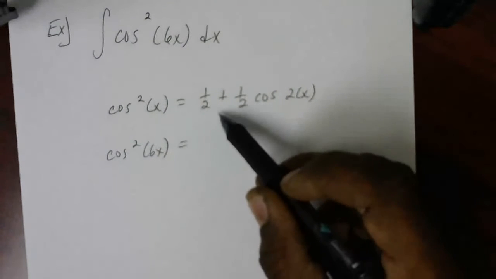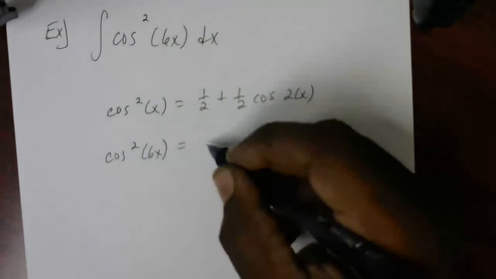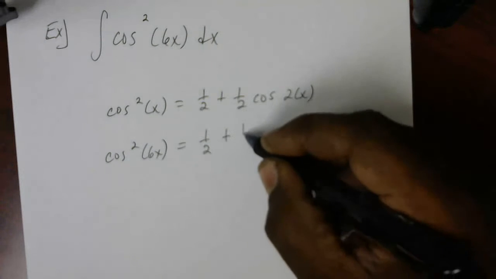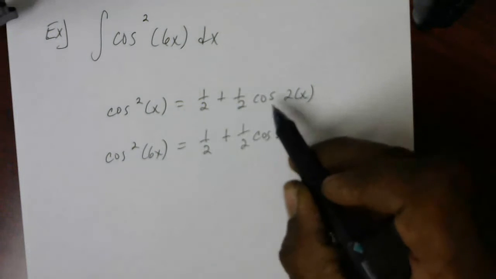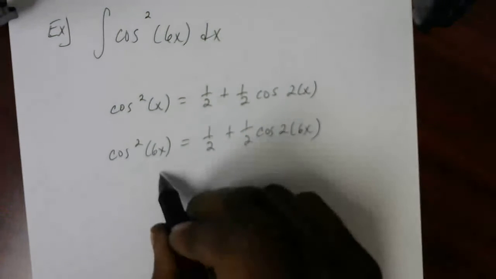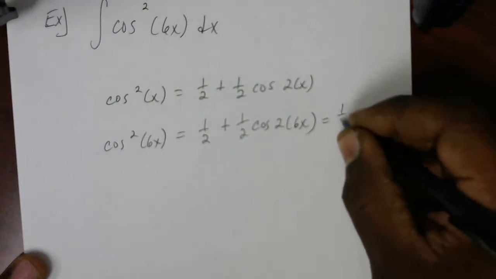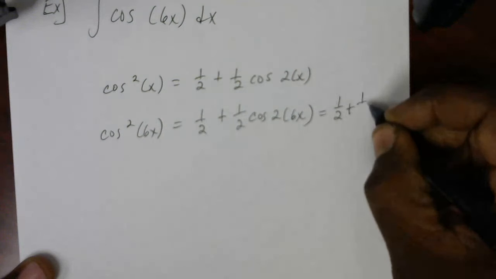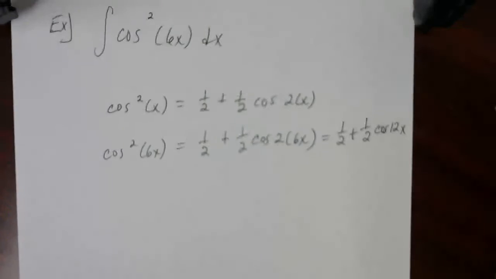All right, so this is how I'm using this formula to rewrite this integral. So wherever I see an x, I'm simply going to replace it with 6x. So I have 1/2 plus 1/2 times the cosine of 2 times x, but I'm going to replace x with 6x. So I can rewrite cosine square 6x as 1/2 plus 1/2 cosine 12x.